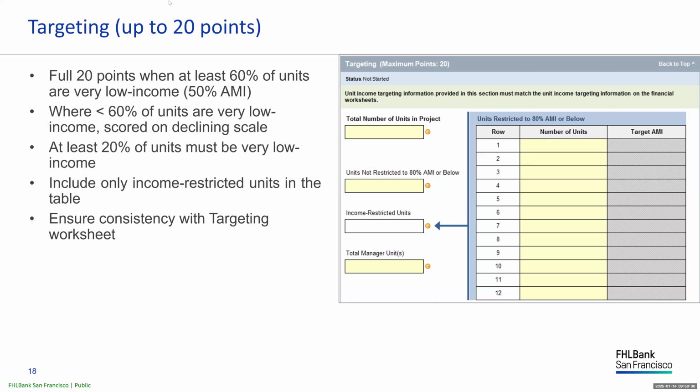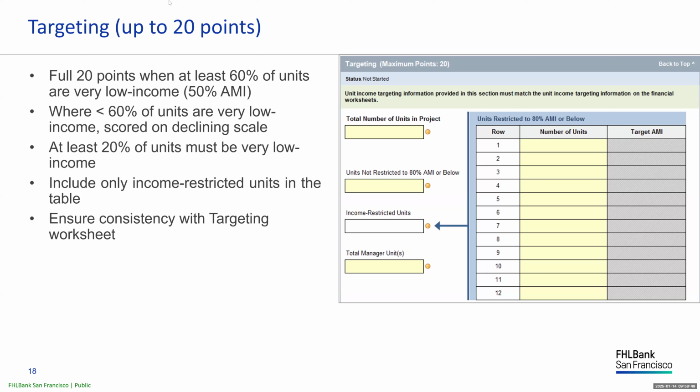Projects can also include market rate units. However, there is a minimum threshold to be eligible for AHP. At least 20% of the units must be targeted to 50% AMI households. On the application, you will enter the number of income restricted units and their corresponding AMI levels into the yellow shaded cells in the table.